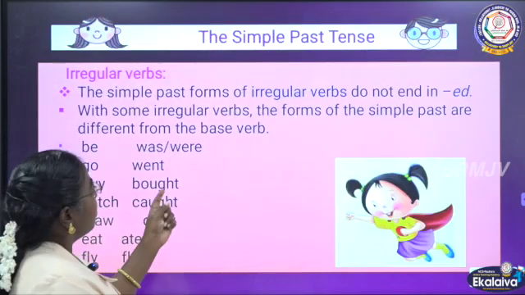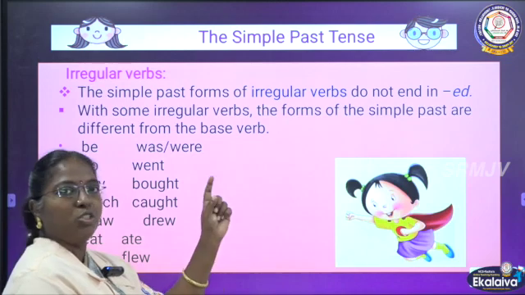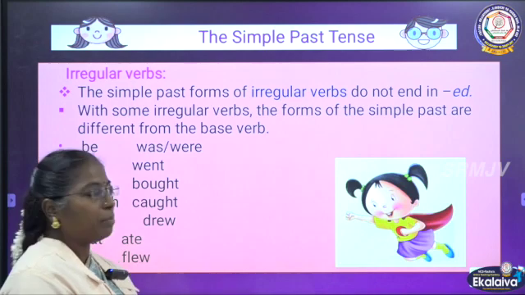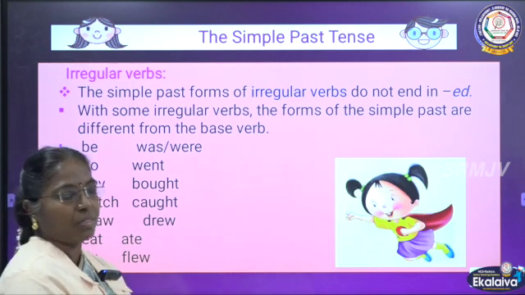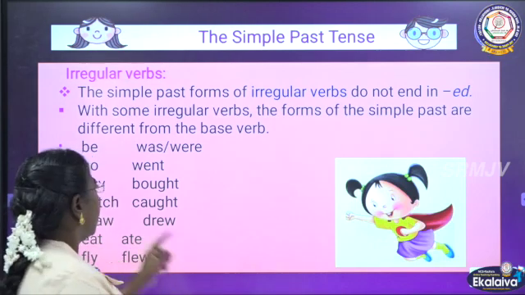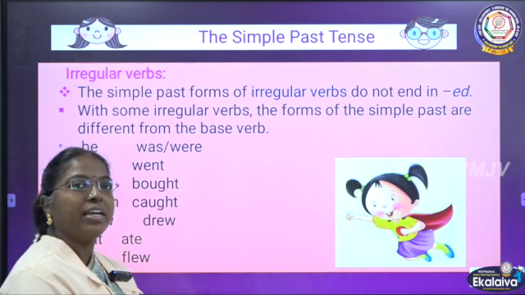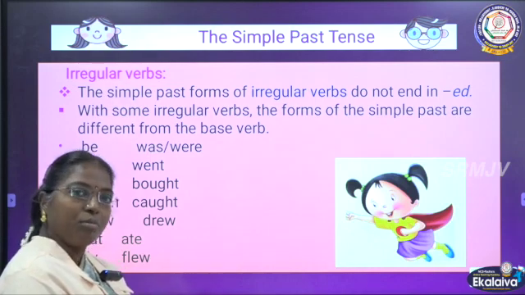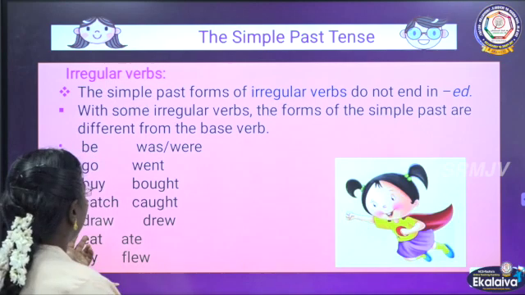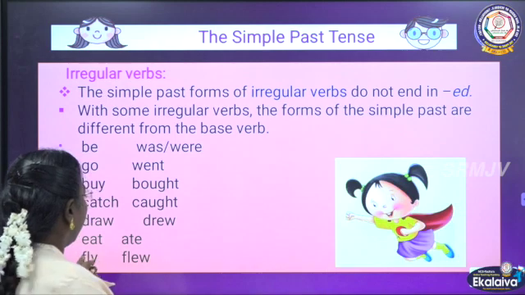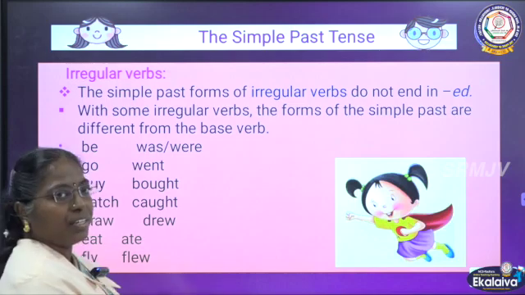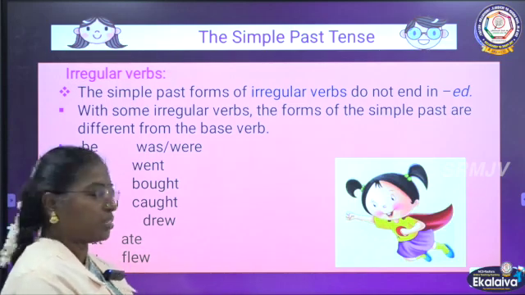Irregular verbs. The simple past forms of irregular verbs do not end in ed. With some irregular verbs, the forms of the simple past are different from the base verb. Example, be becomes was or were. Go, went. Buy, bought. Bring, brought. Think, thought. Catch, caught. Draw, drew. Eat, ate. Fly, flew. It is totally different. So, these are called irregular verbs.